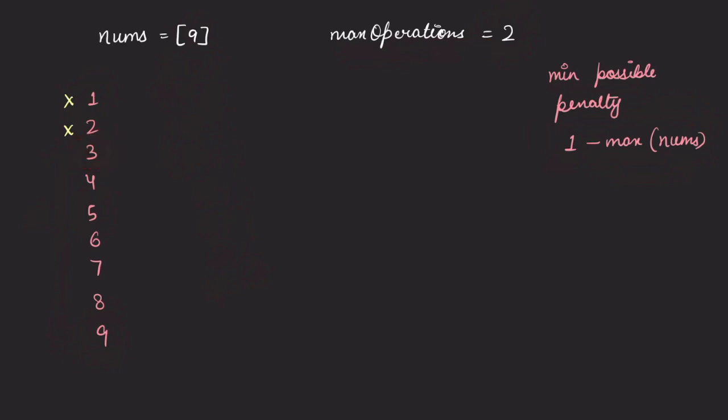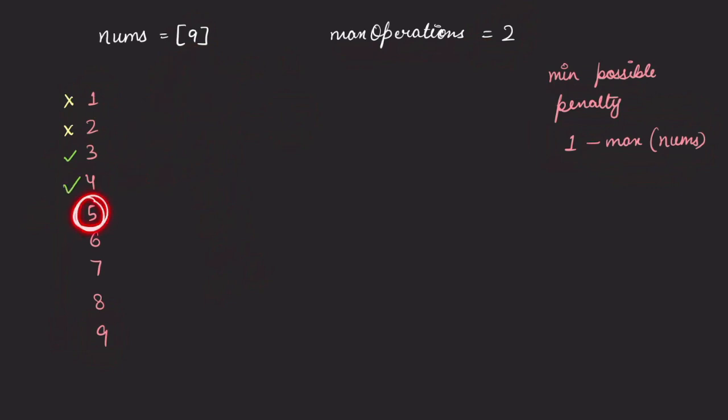Then check for 3. Can we divide this into some number of bags such that each bag has at most 3 balls within these operations? If I divide it into 3 and 6, and then this 6 into 3 and 3, the number of operations we have taken is 2. So that means for 3 it is possible. Then if we check for 4, we can divide this into 5 and 4, and then divide the 5 into 2 and 3. So the max balls are 4. So this is also possible. So we will mark it.